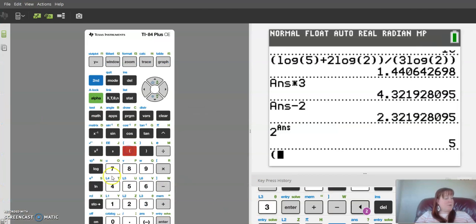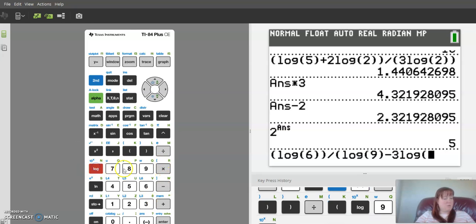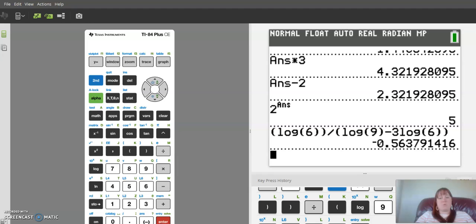So we're going to do parentheses log 6 and then close our parentheses for the top. We're going to divide that by, and again, we're going to open up parentheses so that it divides by the whole thing, not just by the log 9. And we put that in and we get negative 0.564-ish, okay? And then we can check this again.